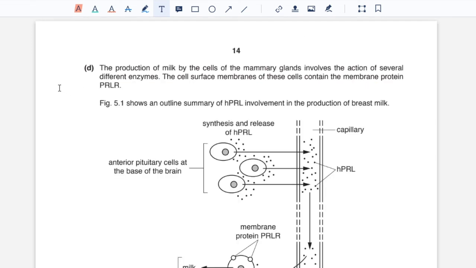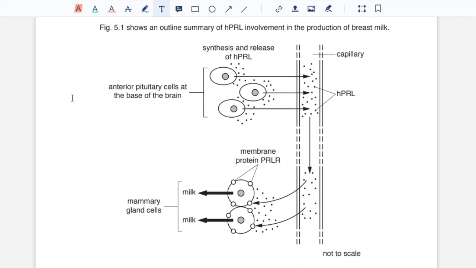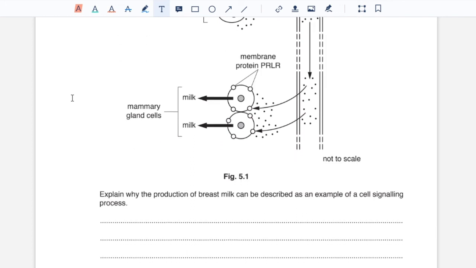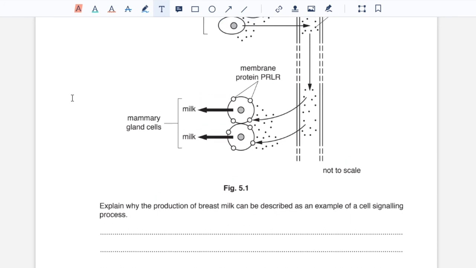d. The production of milk by the cells of the mammary glands involves the action of several different enzymes. The cell surface membranes of these cells contain the membrane protein PRLR, which would be the receptor. Figure 5.1 shows an outline summary of HPRL involvement in the production of breast milk. Explain why the production of breast milk can be described as an example of a cell signaling process.